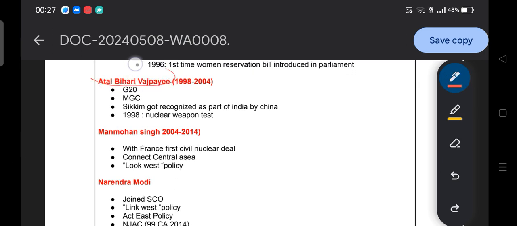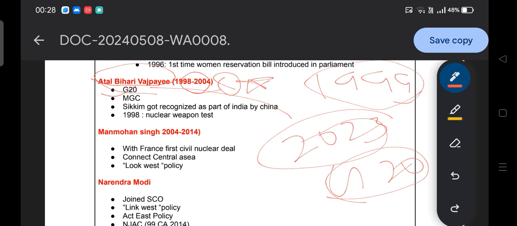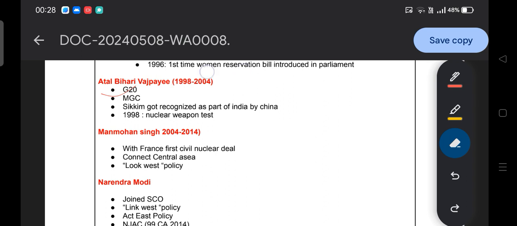So let's move to Atal Bihari Vajpayee, 1998 to 2004. What are the things? G20, because in 2023 the G20 was held, for the first time India hosting the G20. India became part of the G20 in 1999, during the time of Atal Bihari Vajpayee. So they can ask the question: under which government era was the G20 created at the world level? That is Atal Bihari Vajpayee. Do remember that.